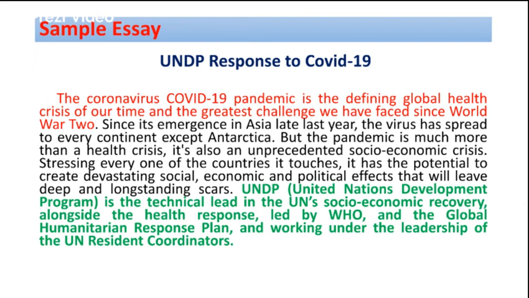Now, my thesis statement. What am I going to discuss in the body paragraphs? What is this essay about? UNDP, or the United Nations Development Programme, is the technical lead in the UN's socio-economic recovery alongside the health response led by WHO, of course, World Health Organization, and the Global Humanitarian Response Plan, and working under the leadership of the UN resident coordinators. So this essay is going to talk about how UNDP, this branch of the United Nations, is helping nations or countries deal with COVID-19. Okay?